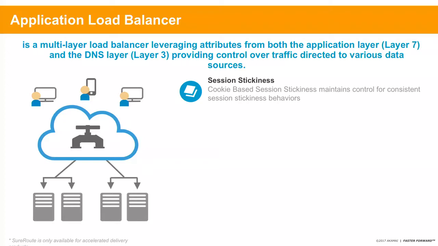The first one being session stickiness, which I'm assuming is one of the most important criteria when you're trying to maintain stickiness between an end user and a given data center. The way Application Load Balancer will do it is by making use of cookie-based stickiness. And it does that in conjunction with the Akamai CDN, and it also has IPv6 capabilities.